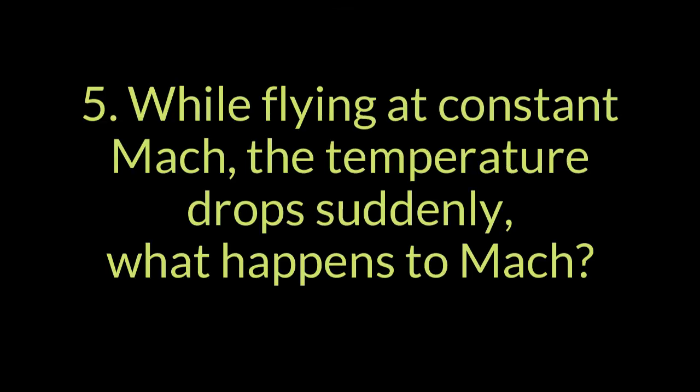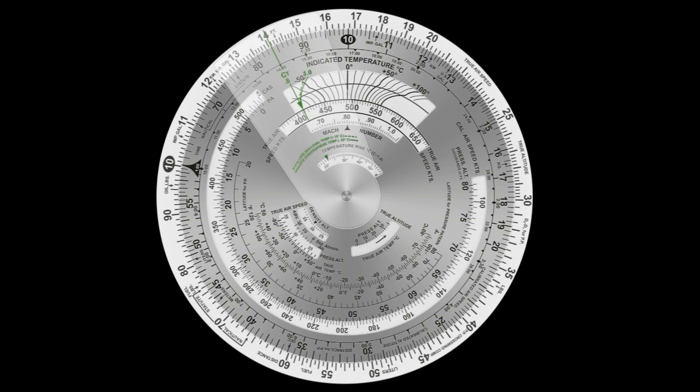Let's go with the next question. During flight, while flying at a constant Mach number, the temperature drops suddenly. What happens to the Mach? I think we answered this one as well. We fly at a constant Mach number, say decimal 8. The temperature drops suddenly, and nothing happens to the Mach number. If I'm flying a constant Mach number, absolutely nothing happens. Of course, the true airspeed will decrease, but this question doesn't even make sense: if I'm maintaining constant Mach, nothing happens to the Mach.